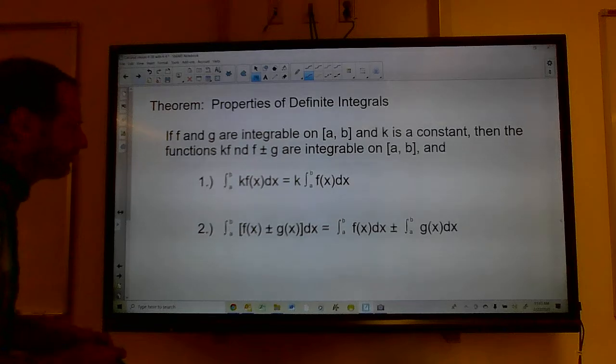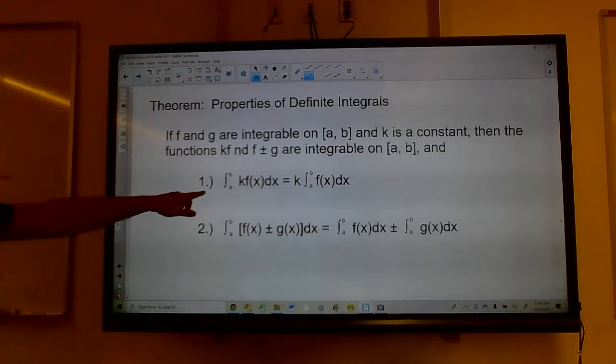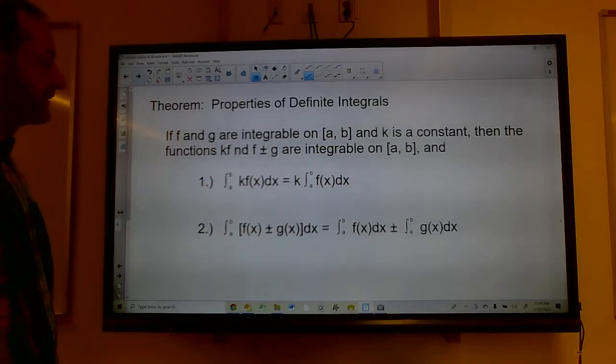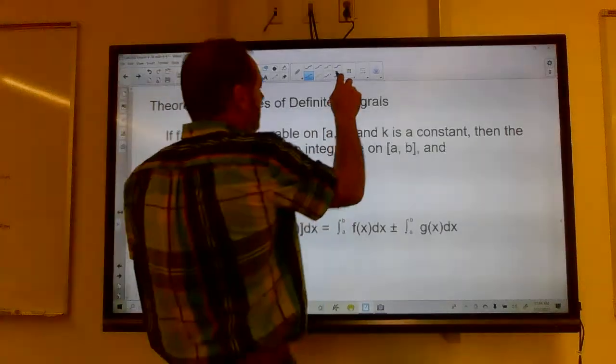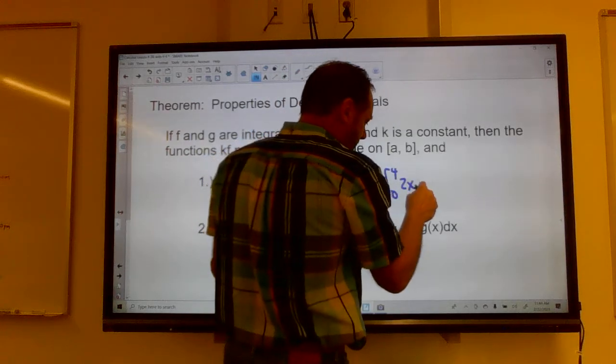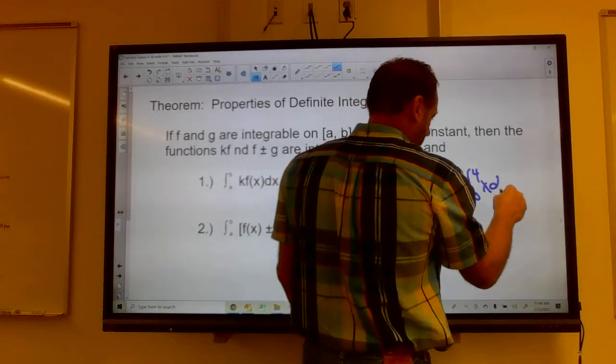Okay, properties of definite integrals. If f and g are integrable on the interval a to b, and k is a constant, then the functions k times f and f plus or minus g are also integrable on that same interval, and the integral from a to b of k f of x dx is just k times the integral from a to b of f of x dx. So essentially what that means is, if I had something like the integral from 0 to 4 of 2x dx, I could just change this to 2 times the integral from 0 to 4 of x dx.